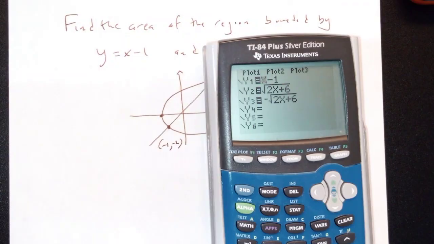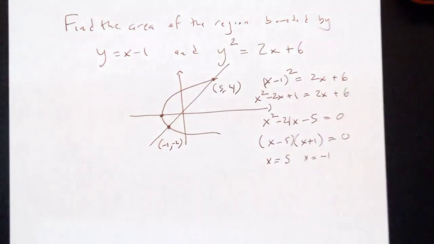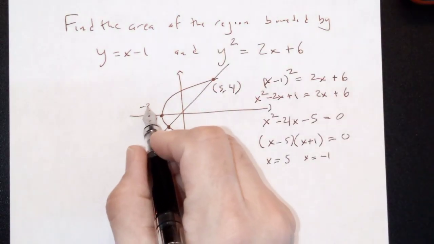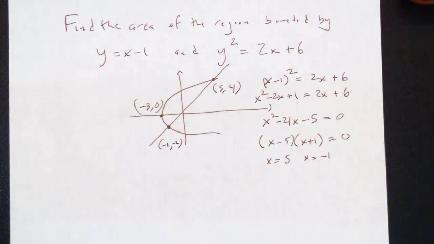Yeah, put them both in there. So really, I need to do two integrals. I need to do the integral that goes from -3 to -1. And then I need to do the integral that goes from -1 to 5. Between -3 and -1, what curve is on the top?